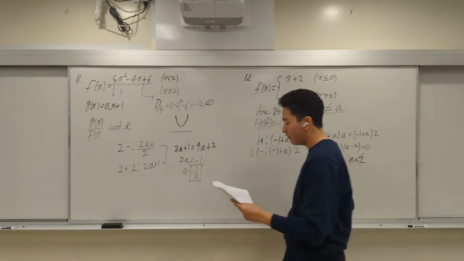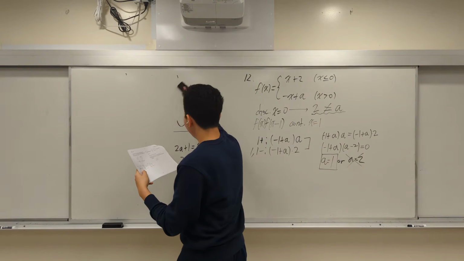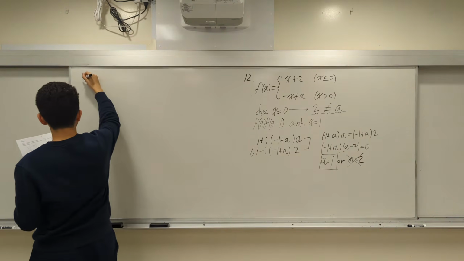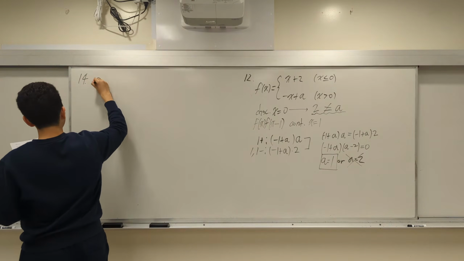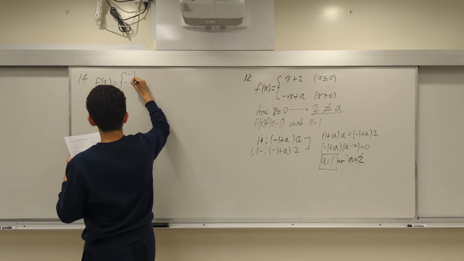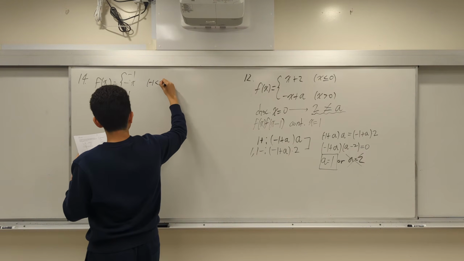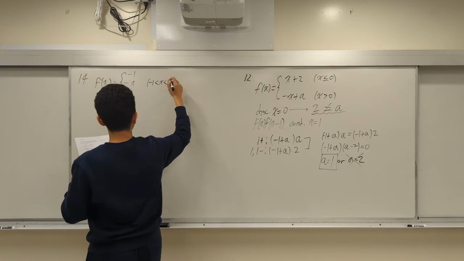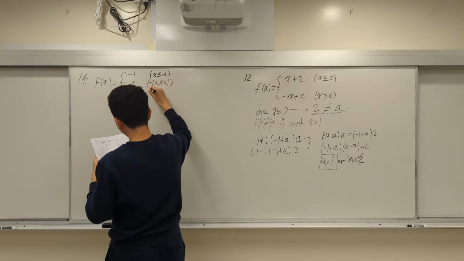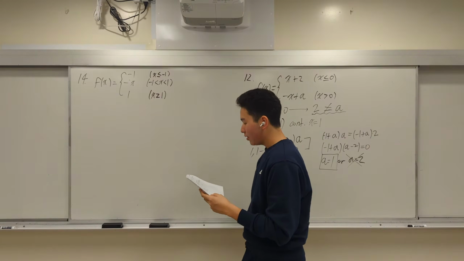Okay, so that was number 12. Let's go to the next one, number 14. So number 14, we have a three-way piecewise, but I think it's pretty simple. f of x equals negative 1, negative x, and 1. So it's negative x between negative 1 and 1. When it's less than or equal to negative 1, it's negative 1. Then if it's greater than or equal to 1, it's 1. Select all limits that are true.